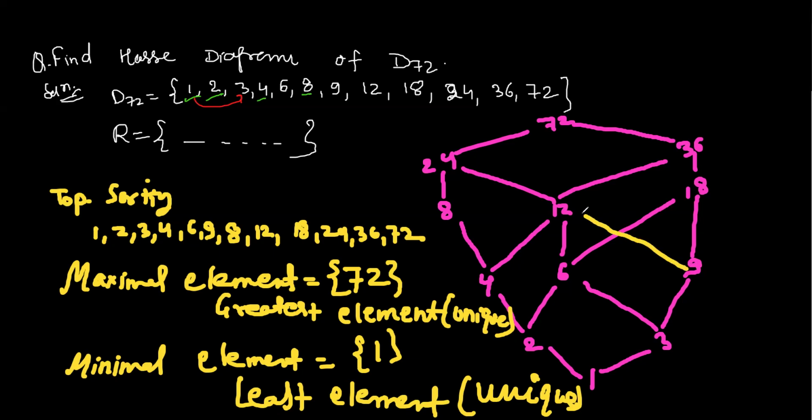9 does not divide 12. That's why there is no connection between 9 and 12, right? Yes. You have to go from bottom to top. Never go from top to down or left to right or right to left. This is an important rule.